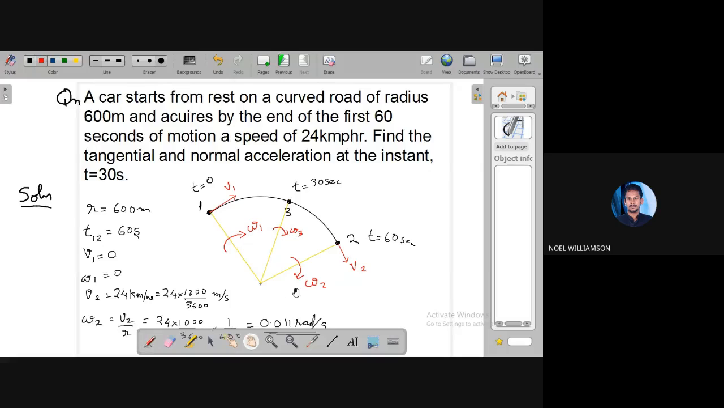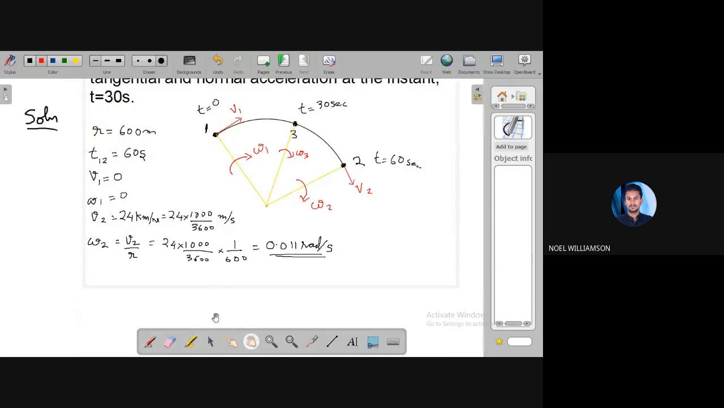Okay. Now, in order to find that, that is t equal to 30 seconds, at that time, we have to find the value for tangential and normal acceleration and the relation. What is the relation for tangential acceleration? Tangential acceleration at is given by dv by dt, or it is r alpha, and for the normal component an equal to omega square r or v square by r. These were the relations.